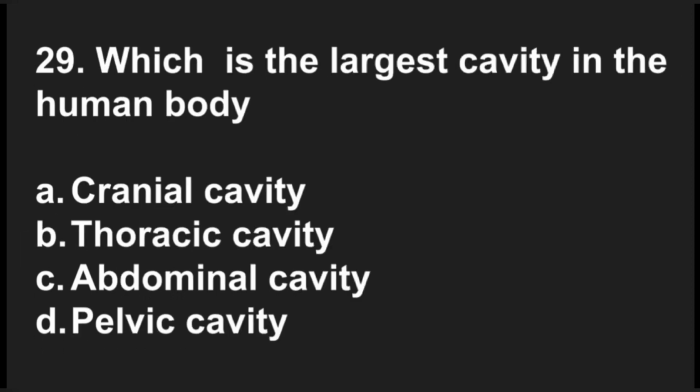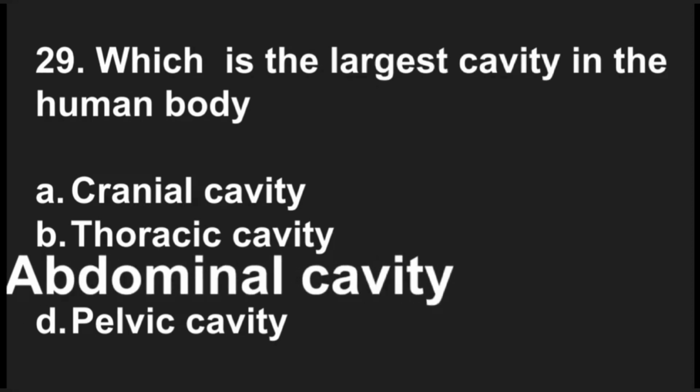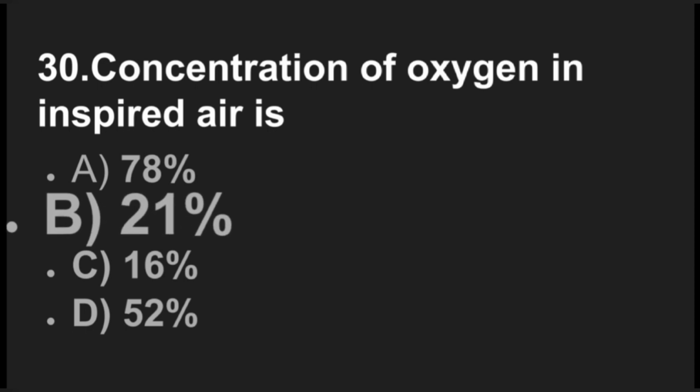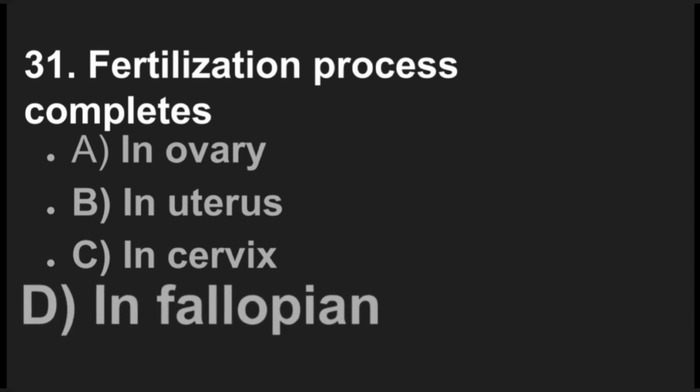Which is the largest cavity in the human body? See, the answer is abdominal cavity. The concentration of oxygen in inspired air is 21%, because the atmospheric oxygen percentage is 21%. The fertilization process completes in the fallopian tube.